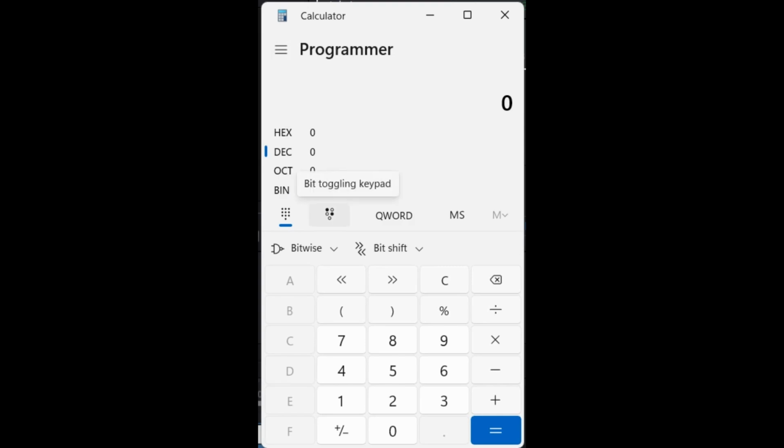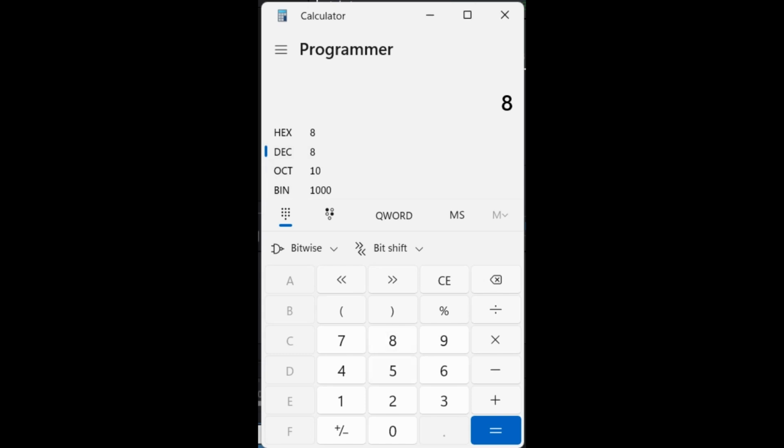One of the things that I personally do use a lot, because I do a lot of programming, is this programmer mode, because I do a lot of work in different number formats. I have a video out there on hexadecimal, decimal, octal, and binary. Those are just different number formats, which I do have a video on. You can reference that. I'll try to put a link in the notes here, but I do have a video out on that.